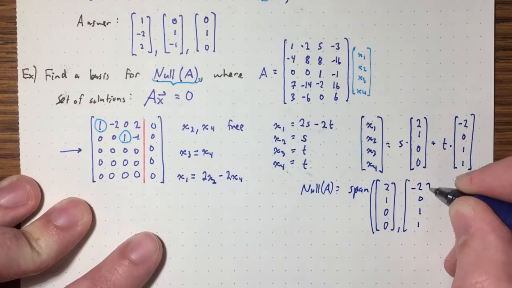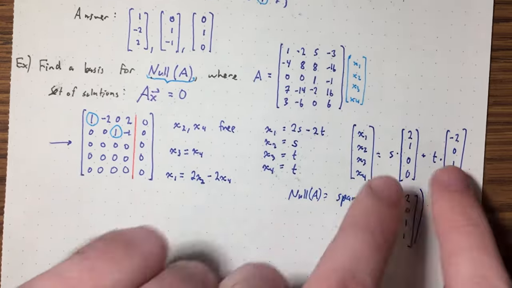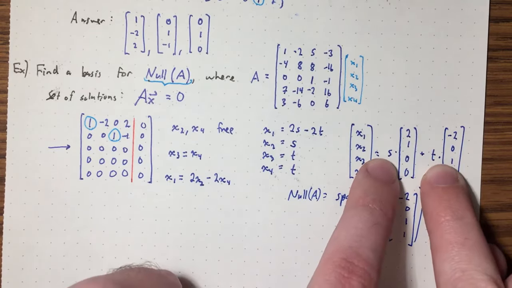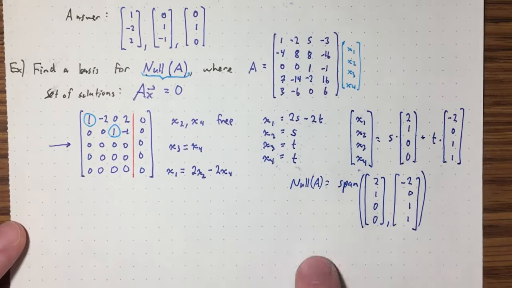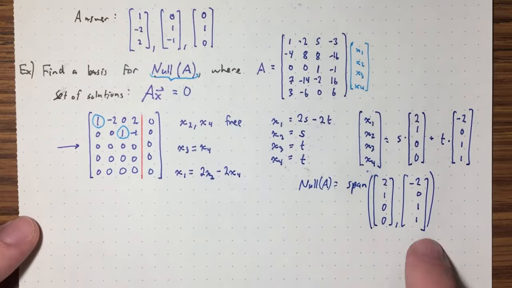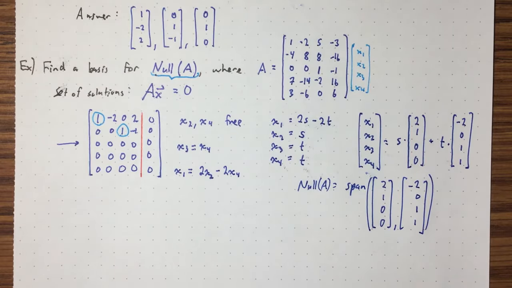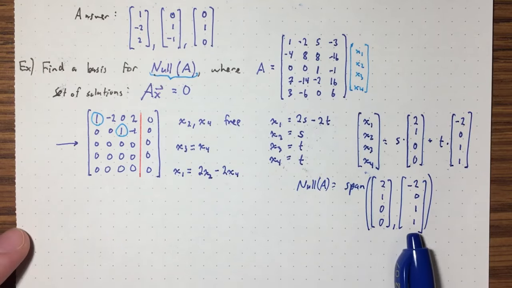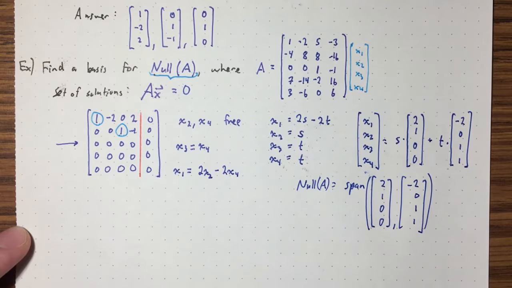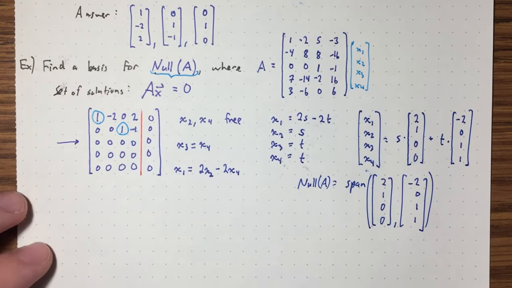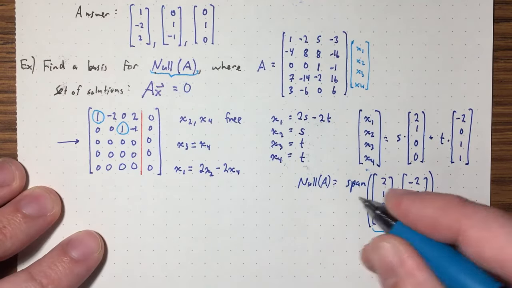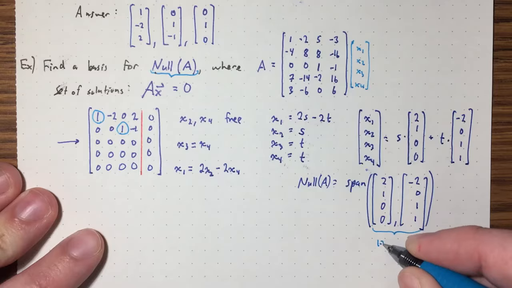By definition of span, because what does span mean? It means take all linear combinations. That's what I'm doing. I'm allowing s and t to be any numbers. And so my null space is the span of these two vectors. Is this a basis? So we know it spans, right? Are these linearly independent? Yes, because they're two vectors. When we have two vectors, we can check linear independence just by looking if one is a scalar multiple of the other. So these span the null space, and these are linearly independent.